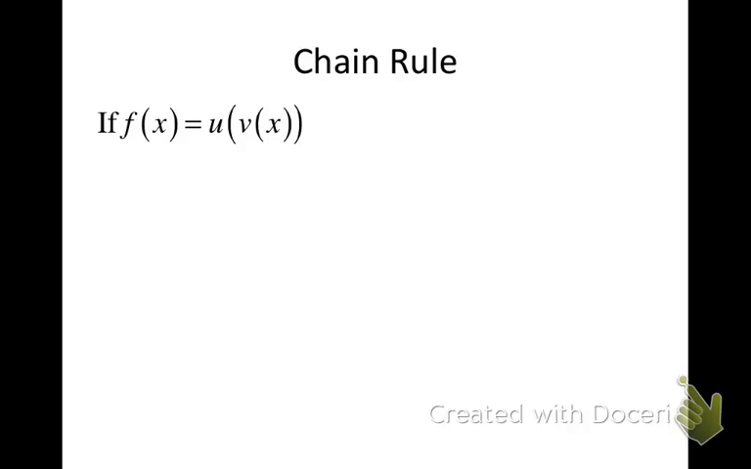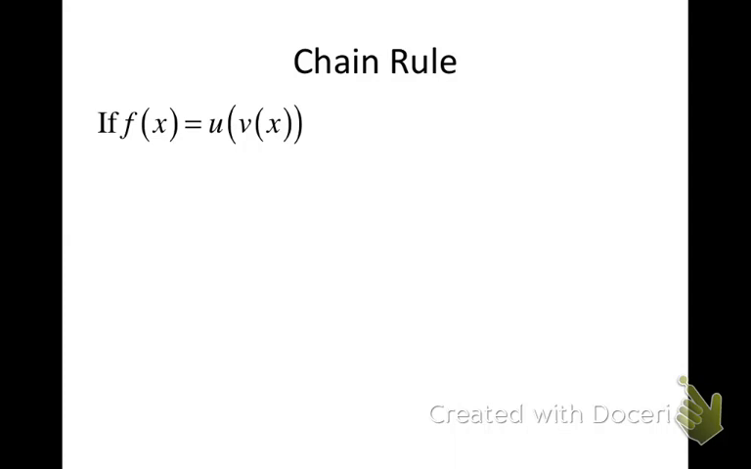So let me give you a formal definition of the chain rule. The chain rule occurs if you have a function f of x that's equal to u of v of x. Now, when I was referring to a composite function earlier, this is an example of a composite function. A composite function being where you take one function and you make it the input for a second function.